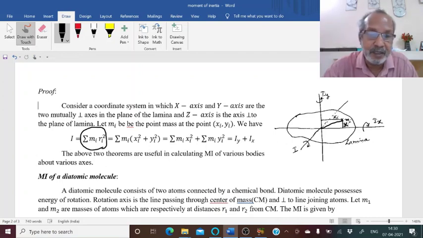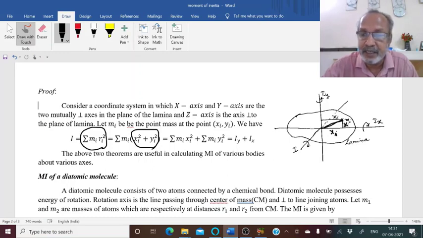And from this diagram you can see that this Ri square is equal to xi square plus yi square. This distance is also xi. So using Pythagoras theorem, xi square plus yi square will be this Ri square. So Ri square can be substituted as xi square plus yi square. So this can be written as two terms, sigma Mi xi square plus sigma Mi yi square.